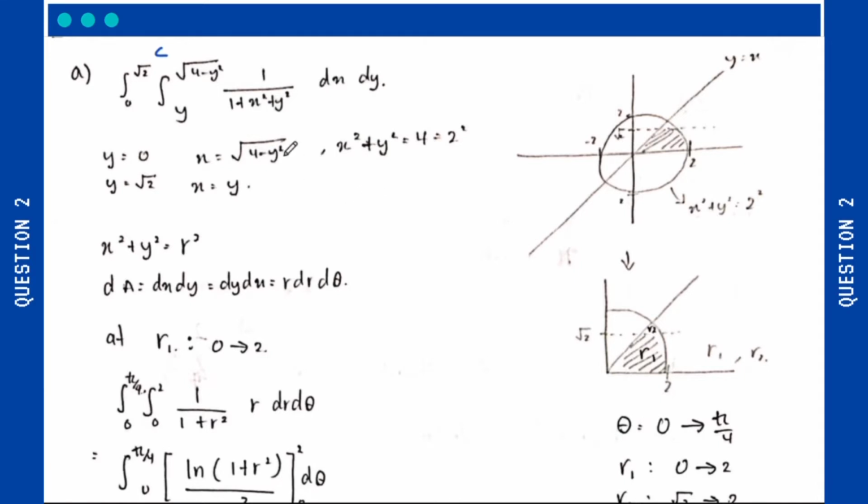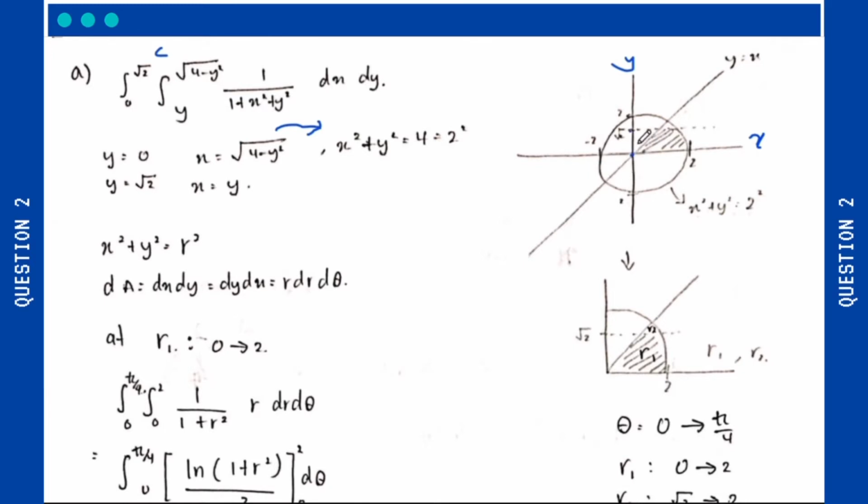From this, we can see x squared plus y squared equals 4, so the radius is square root of 4, which is 2. Then we draw the circle on the x and y axes. This one is a circle with radius of 2, and this one is x equal to y. The limit for y is 0 to square root of 2.